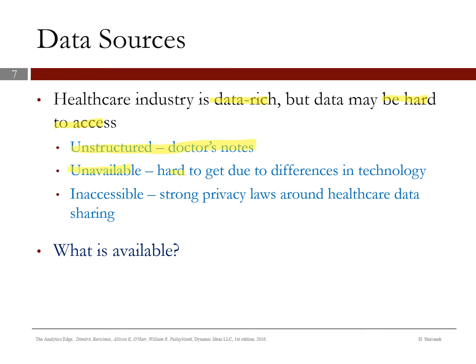And it's unavailable. I mean, hard to get due to differences in technology. So different hospitals, different healthcare providers have different technologies. So it's really challenging to integrate the data from those different sources. Okay, and also in some cases it is inaccessible. I mean, having strong privacy laws around the healthcare data sharing. Okay, so these are the restrictions. So now let's see what is available.